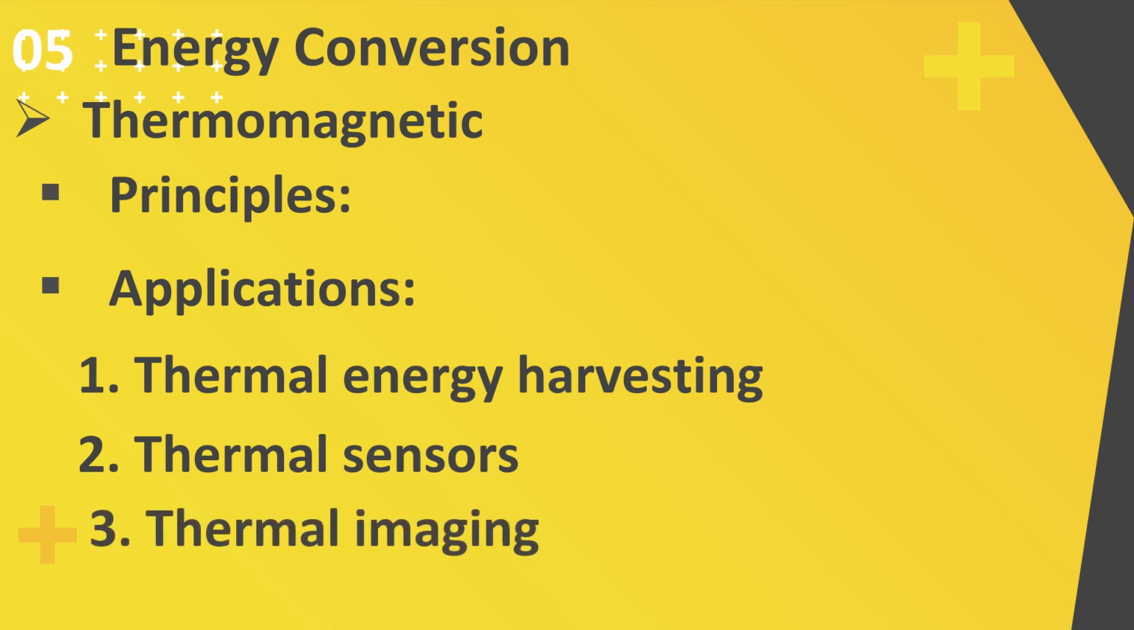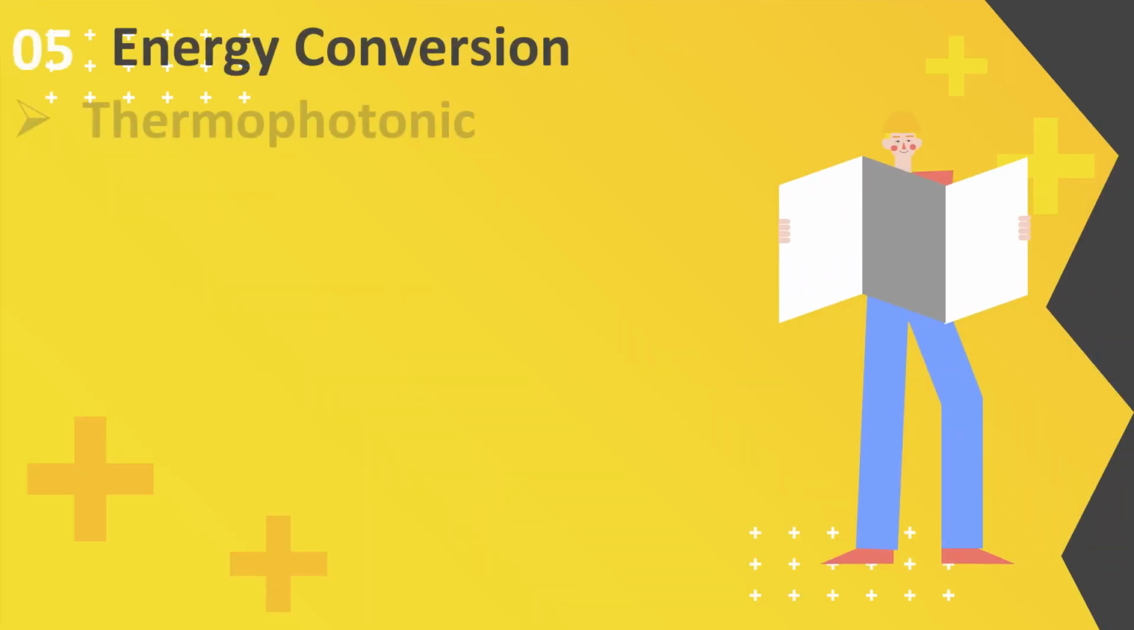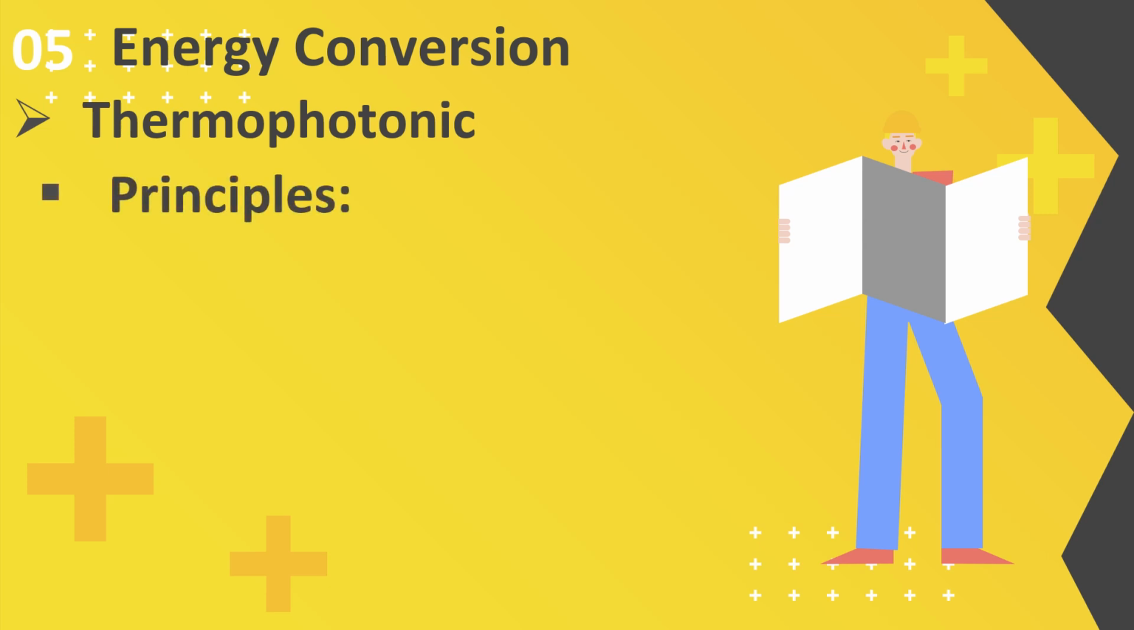Thermal imaging: thermomagnetic energy conversion can be employed in thermal imaging devices to detect and visualize temperature variations in objects or environments. Thermophotonic energy conversion is a process that utilizes photons to generate electricity. It involves the conversion of thermal energy into light, followed by the conversion of light into electricity. This technology is based on the principles of thermophotovoltaics, TPV, and is a promising solution for efficient energy conversion.